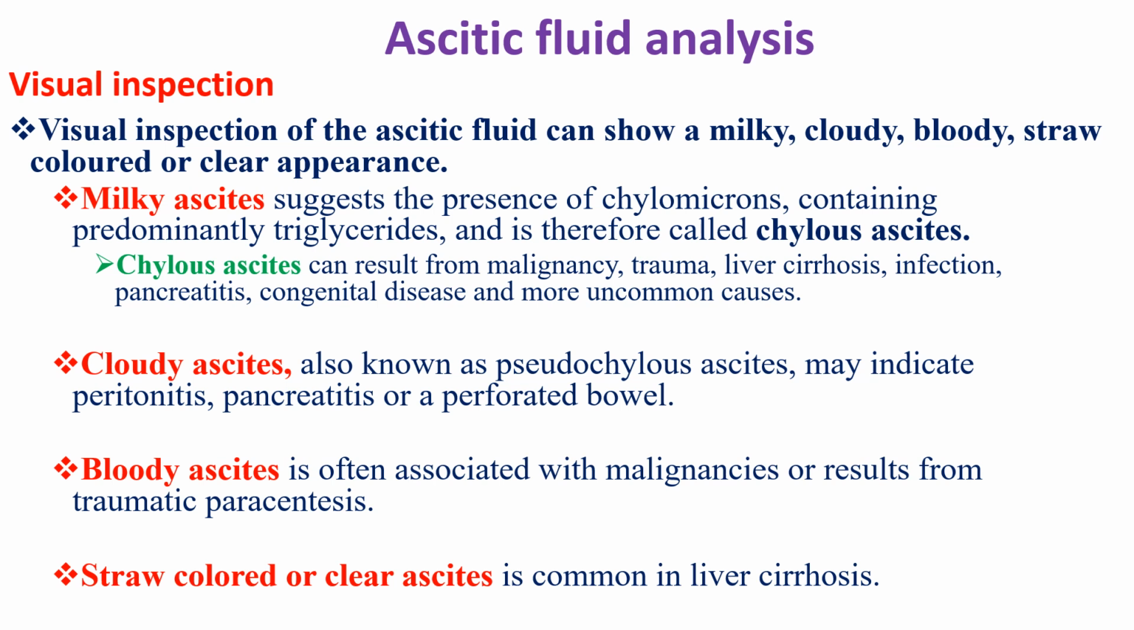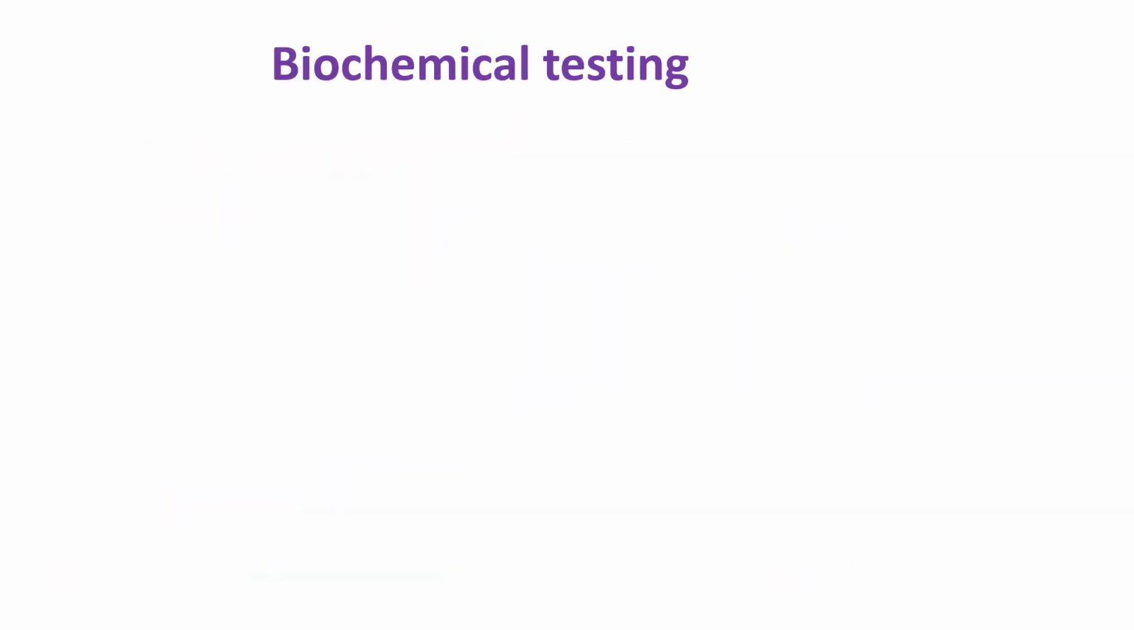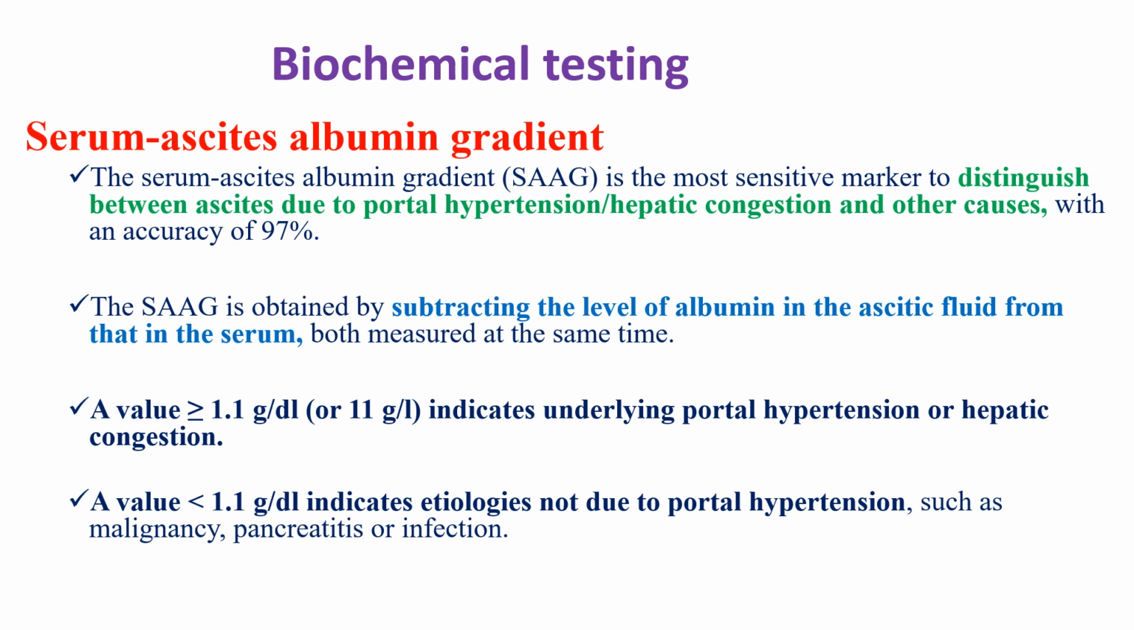Cloudy ascites, also known as pseudochylous ascites, may indicate peritonitis, pancreatitis, or perforated bowel. Bloody ascites is often associated with malignancy or results from traumatic paracentesis, whereas straw-colored or clear ascites is common in liver cirrhosis. From ascitic fluid analysis, serum ascites albumin gradient is the most sensitive marker to distinguish between ascites due to portal hypertension and other causes, with an accuracy of 97%.